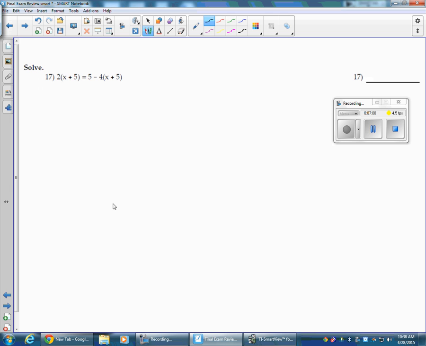Number 17. Just a linear equation that we're going to solve, so we've got to distribute. 2 times x plus 5 will be 2x plus 10. 5 minus 4 times x is minus 4x, and minus 4 times 5 is minus 20.